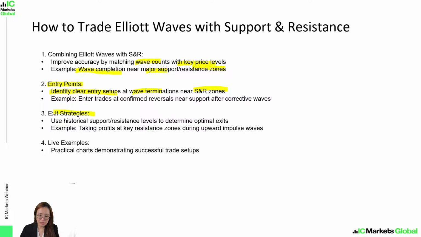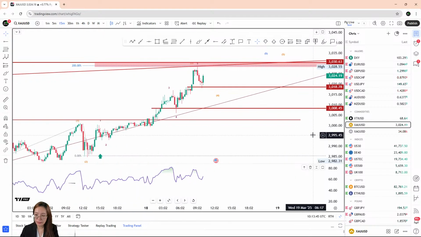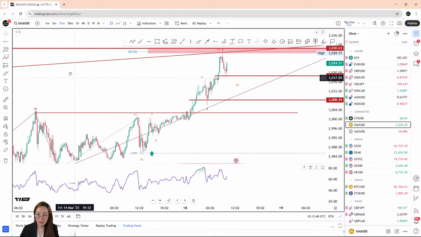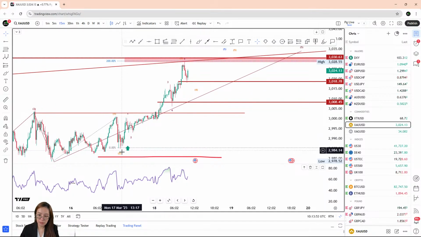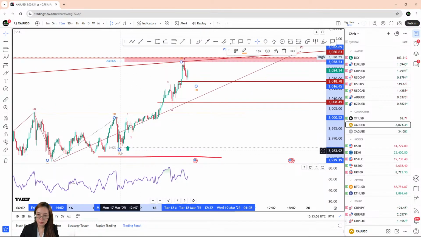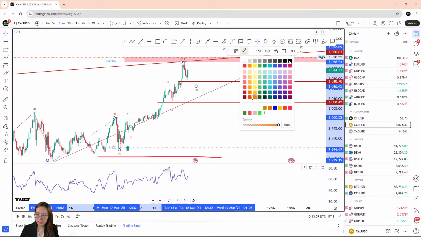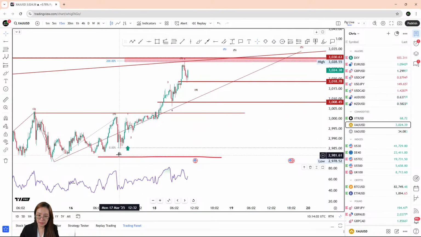Okay, exit strategy: use historical support or resistance levels to determine the optimal exit. For example, taking profit at a key level zone during the upward impulse wave. For example, here. If I buy at wave 2, I will change the color to black. Let's say the beginning of wave 3, here, for example.